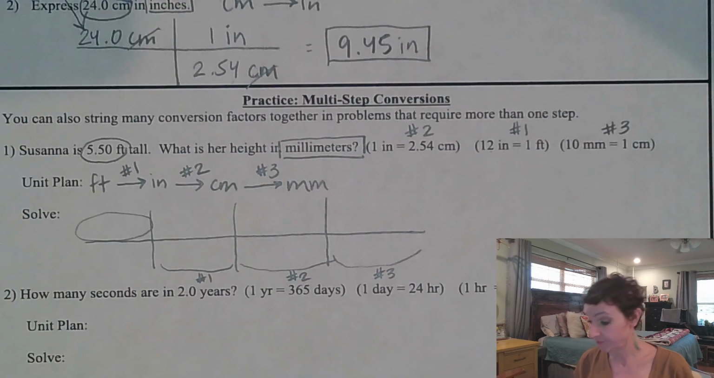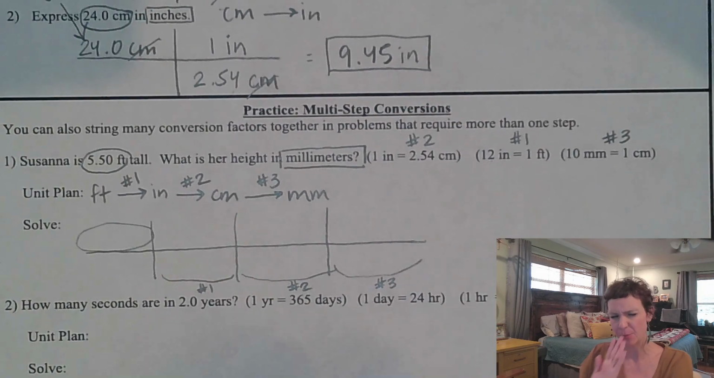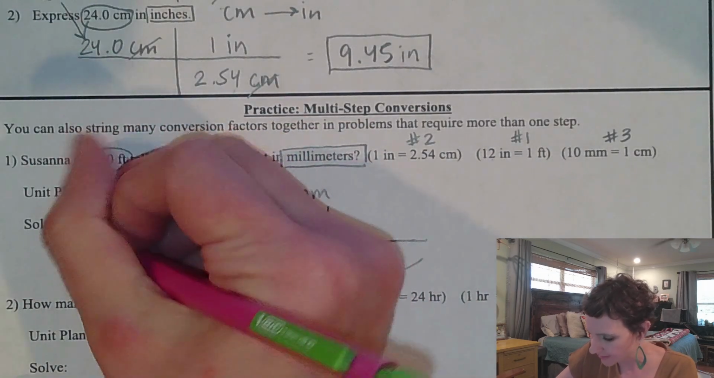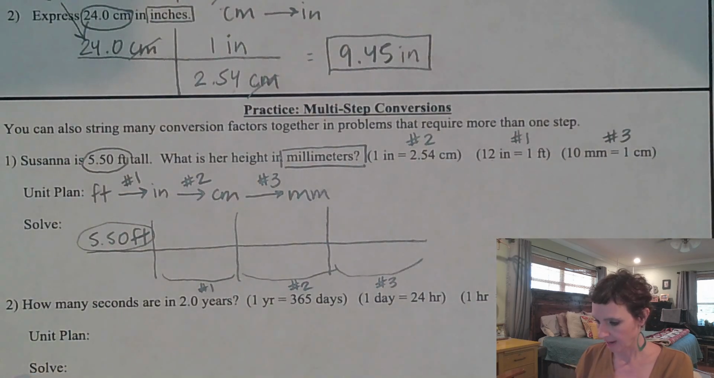You were like already freaked out. Do not be freaked out because we can do these hard things. We're going to take it step by step and we're really going to focus on canceling things on top and bottom. That is the goal, or the secret, to all of this working out successfully. So our given is 5.50 feet, right? Okay. All right.